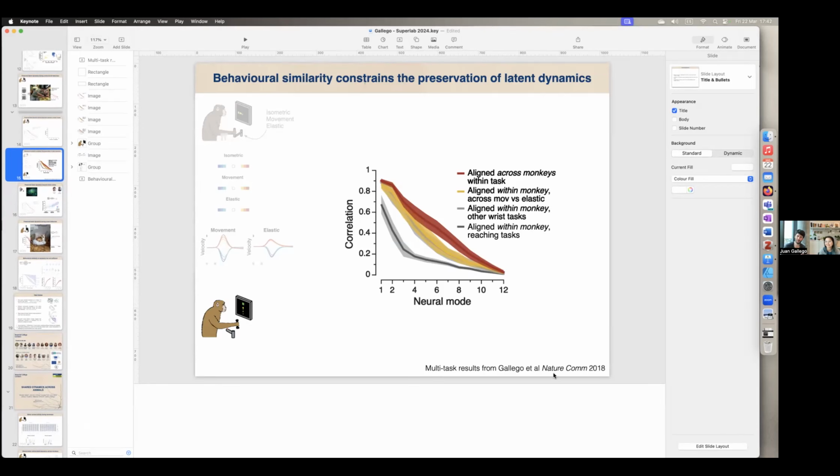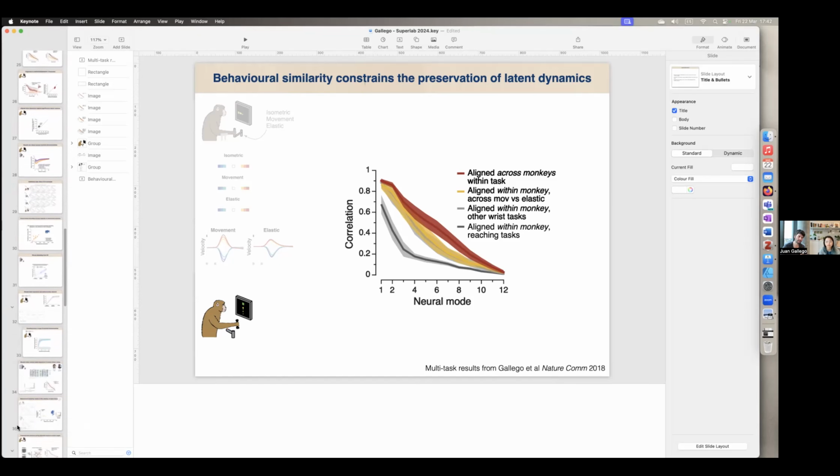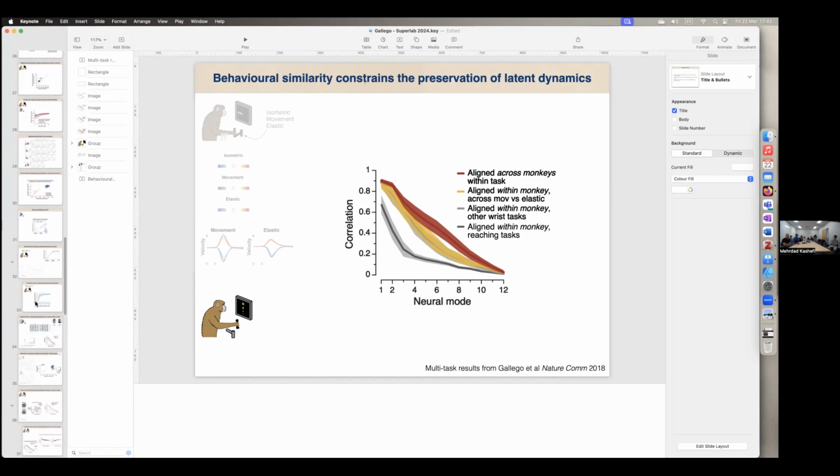Well, what I can tell you is, and this is also a paper from Matt Kaufman, when he was with Krishna Shenoy: the first PC that you find in these recordings tends to be whether the monkey is moving or not, and is independent of the details of the movement. And this is the first PC, the PC that you align best across monkeys. Yeah, that leads me to my second question.